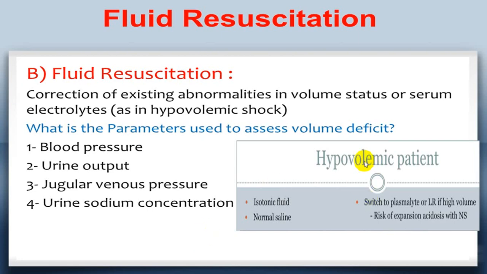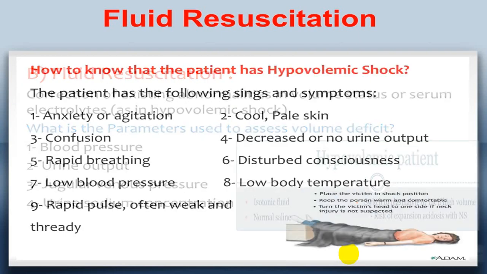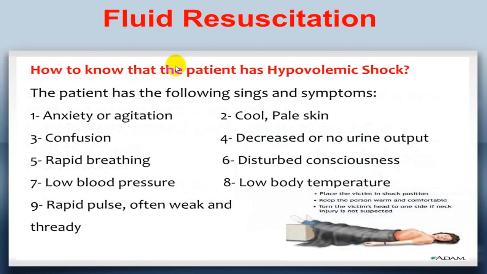By and large, in a pure hypovolemic patient, you will select Ringer lactate or normal saline. But normal saline is likely to produce non-anion gap metabolic acidosis, or what we call hyperchloremic metabolic acidosis. So while using saline, you should be cautious. We have already mentioned that.